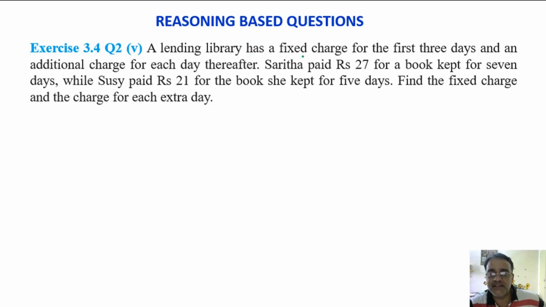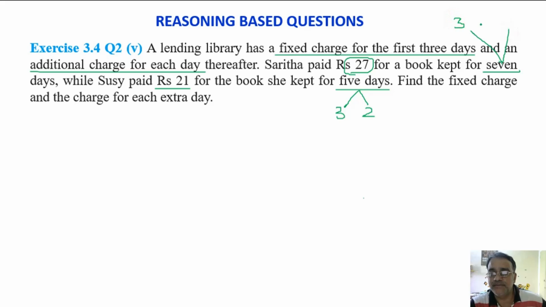A lending library has a fixed charge for first 3 days and additional charge for each day thereafter. Sarita paid ₹27 for a book kept for 7 days, while Susie paid ₹21 for the book she kept for 5 days. So 5 days को कैसे स्प्लिट करेंगे हम लोग? 3 + 2. 3 days का फिक्स्ड चार्ज x और 2 days का 2y. ठीक है, y ले लेंगे एडिशनल चार्ज, और 7 को हम लोग स्प्लिट करेंगे 3 + 4.